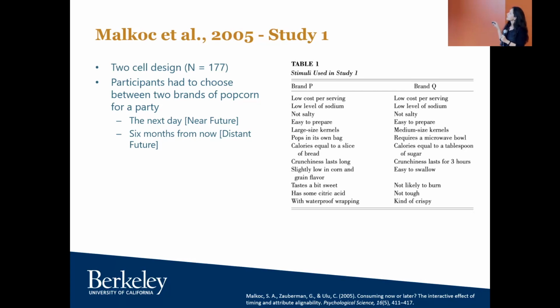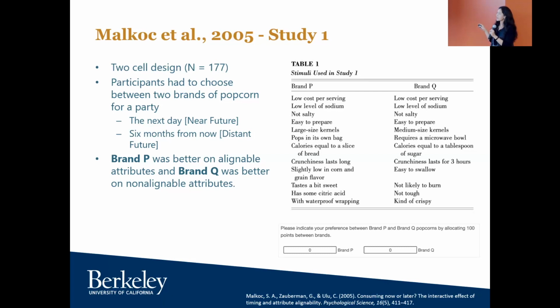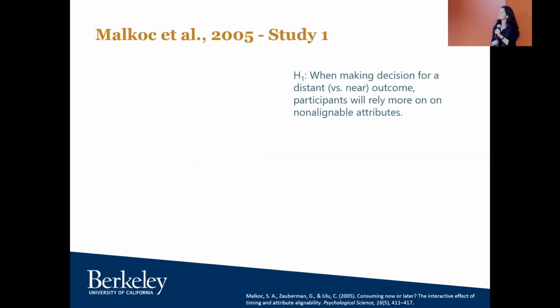There were some attributes that were aligned. They were sort of talking about the same thing. And at the bottom, you'll see ones that are not aligned, so they're talking about different things. Brand P was better on aligned attributes, and brand Q was better on non-aligned attributes, or non-alignable, I think they called them. The main dependent variable was just their preference for the brand. They had to allocate 100 points between the 2 brands. That's the main DV.